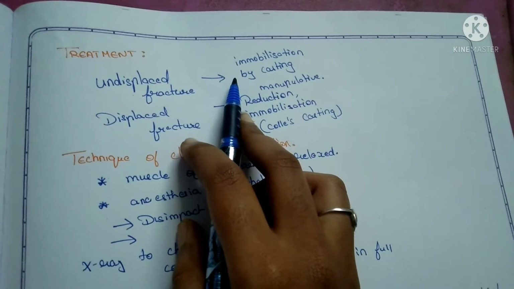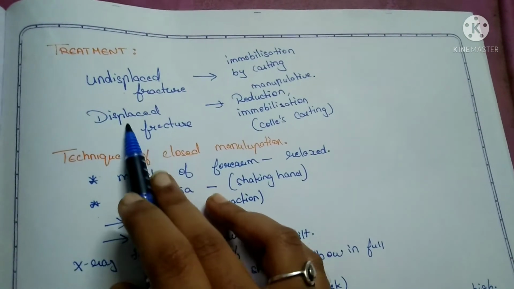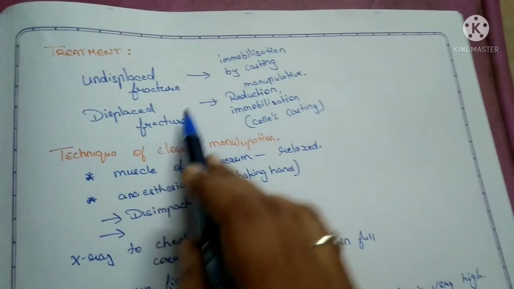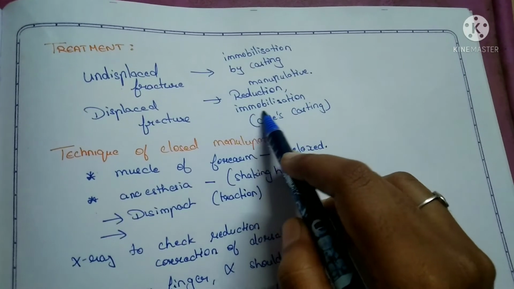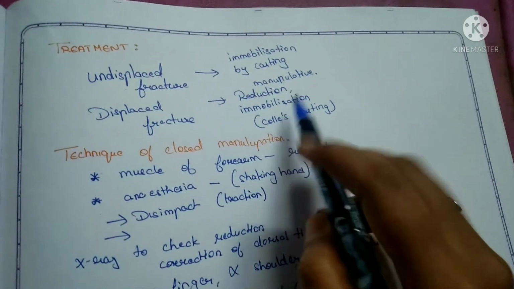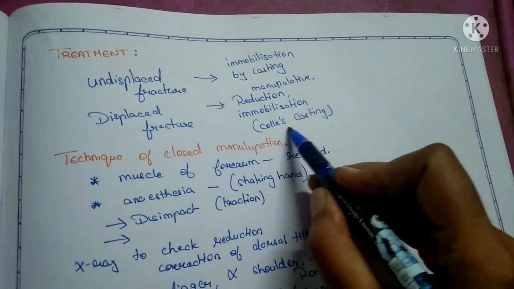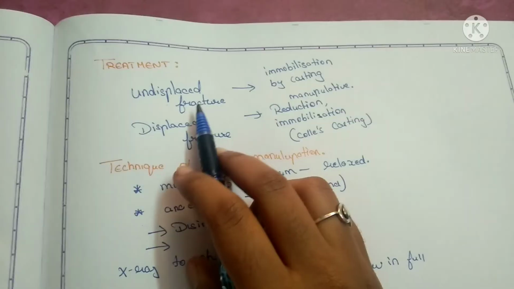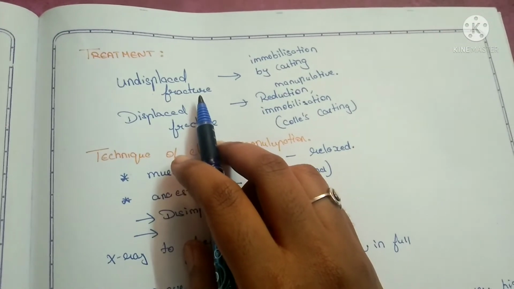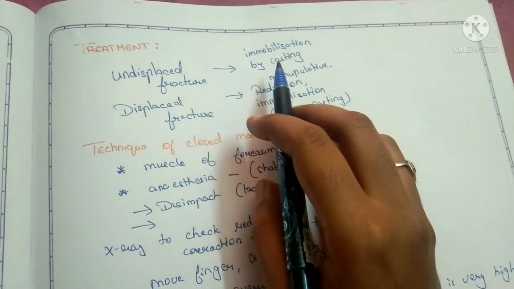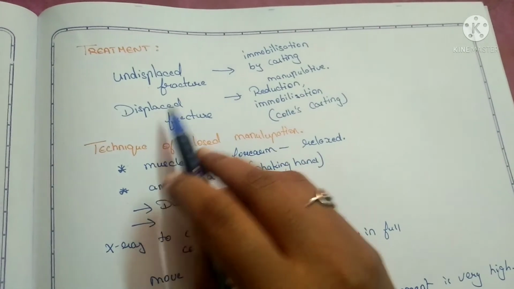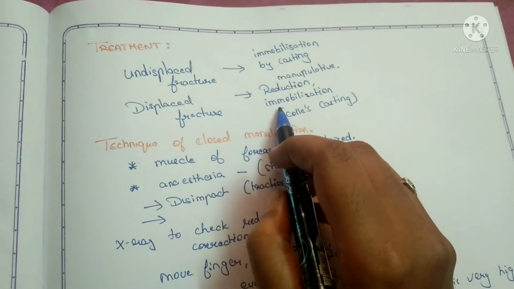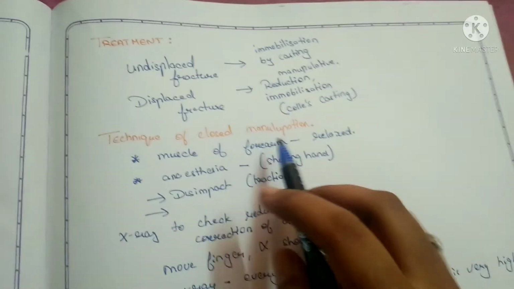But in case of a displaced fracture, we need a manipulative reduction. Manipulation is necessary, and immobilization is also necessary. It is done by the Colles casting. So in an undisplaced fracture, immobilization is needed by casting. The cast is given below the elbow. And in a displaced fracture, we need manipulation and also immobilization.